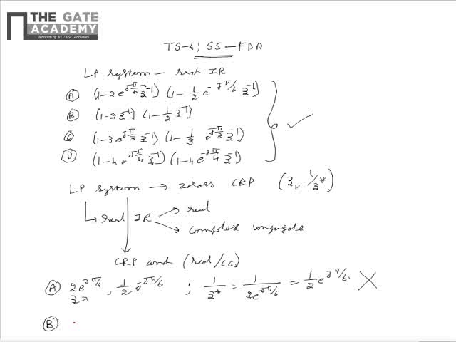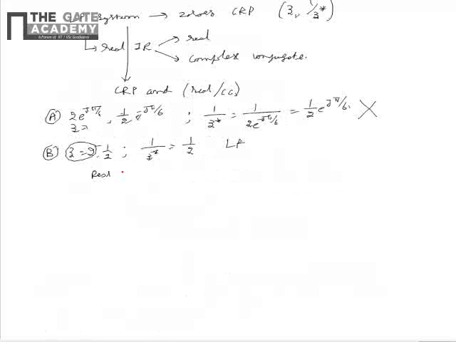Similarly, now if we pick option B, the zeros are located at 2 and 1 by 2. So if I assume that z is equal to 2, 1 by z star is equal to half. It means that zeros form conjugate reciprocal pairs, so the system is linear phase. Also we see that the zeros are real, because of which we can say that the system will have a real impulse response. So the system in option B is a correct one.